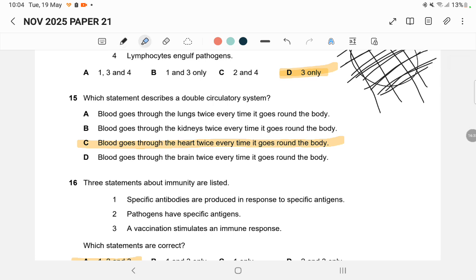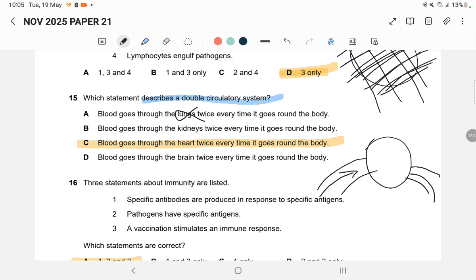Now here 15. Which statement describes a double circulatory system? Double circulatory system means that the blood goes through the heart twice every time it goes around the body. You will ask me why not lungs? Because it does not go through the lungs twice. As you can see, if I have here the lungs, the deoxygenated blood will flow in and the oxygenated blood will flow out from the other side. So I don't have it twice. Through the kidneys twice, of course not. It is the same as the lungs: oxygenated blood passes and deoxygenated blood comes from the other side.